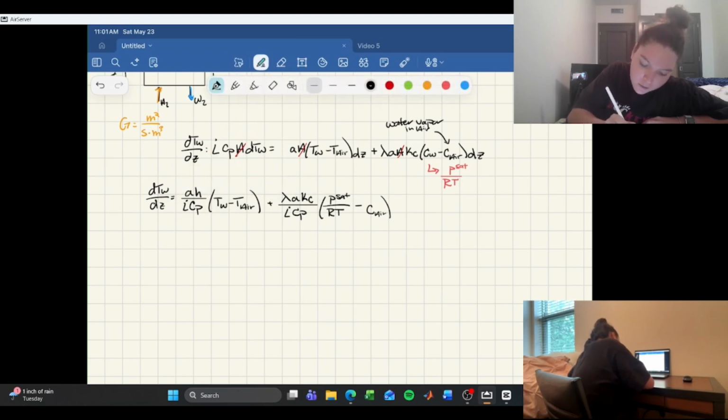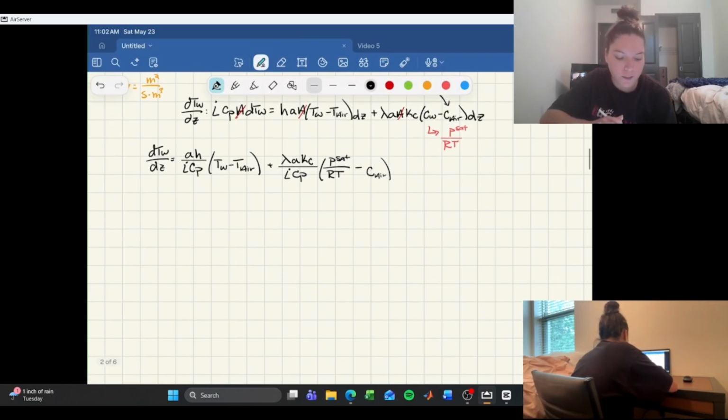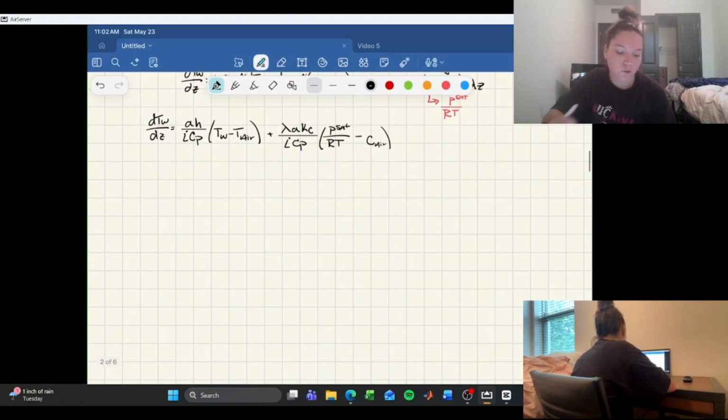This should also be multiplied by the heat transfer coefficient, because that was the heat transfer equation. But there's the simplified equation to solve for the change in temperature of the water with respect to position.